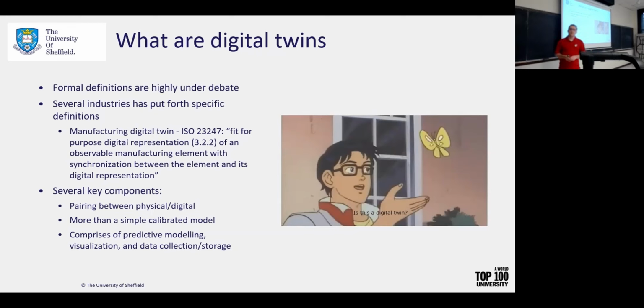And the last part, which is a little bit more under debate, is that a digital twin comprises predictive modeling, visualization of data, as well as data collection and storage. The way that I like to phrase this is, it looks at the past through the data collection and data storage, looks at the present through the visualization of the system, and looks at the future with predictive modeling. So when I consider a digital twin, those are the three main components I think about.